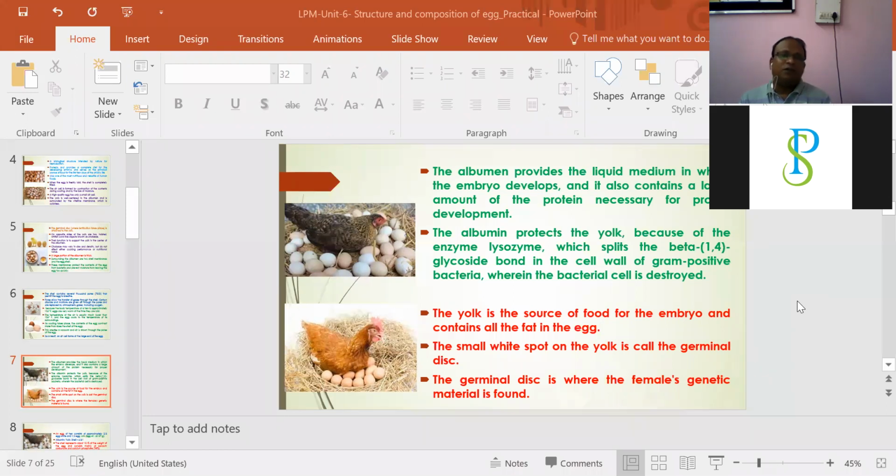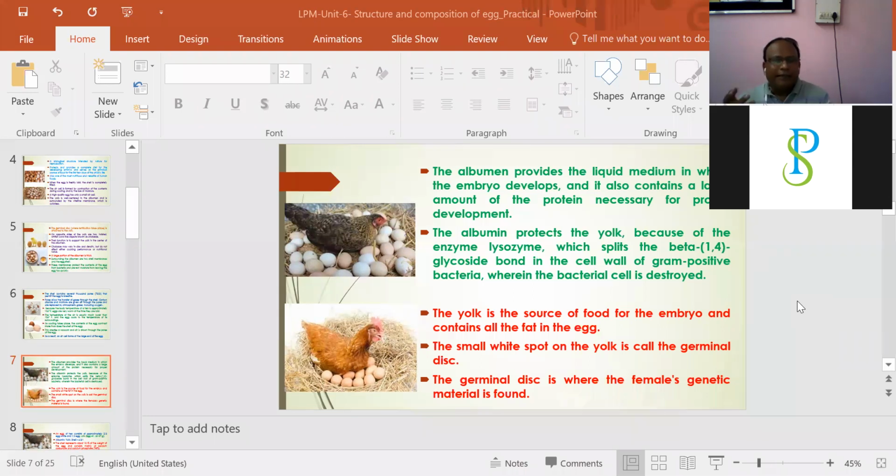Albumin also protects the yolk because of the enzyme lysozyme that is present in the albumin, which kills the bacteria which enter the yolk. That is, albumin protects the yolk because of the enzyme lysozyme, which splits the beta-1,4 glycosidic bond in the cell wall of gram-positive bacteria. When this lysozyme is present in the albumin, it breaks down the glycosidic bond of the cell wall and thus destroys the gram-positive bacteria.